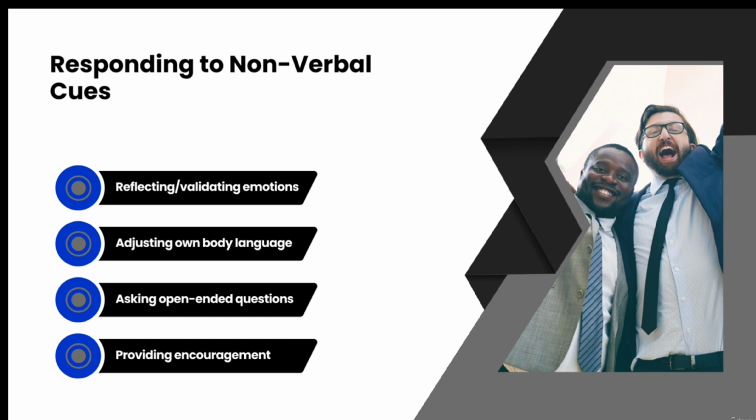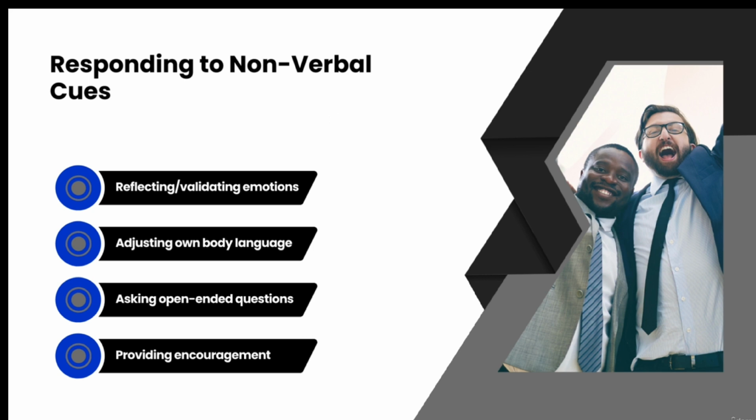Now, once you learn how to read nonverbal cues, it's also important to respond to nonverbal cues in an effective manner. Some strategies to effectively respond to these nonverbal cues could be reflecting and validating emotions. We want to show understanding and empathy to the other person by acknowledging the emotions that you've perceived in them. So, if you feel through their body language or their eye contact or their vocal cues that they're unconfident or sad or upset about something, recognize that and say, let's talk about it.